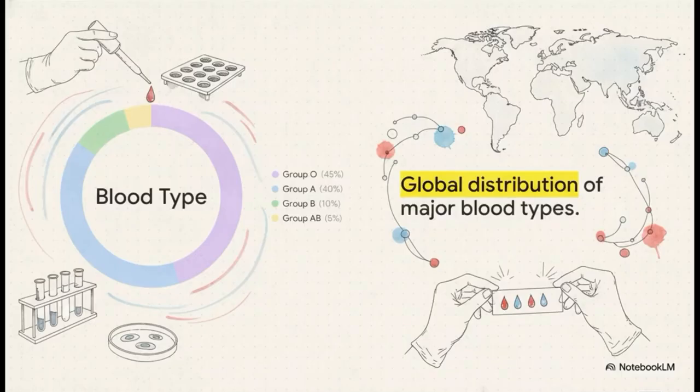Okay, let's dive into this. Globally, Group O leads the pack at 45%, followed pretty closely by Group A at 40%. Then we drop down to Group B at 10%, and finally, the super rare Group AB at just 5%. Now, these aren't just fun statistics. They represent the real-world global stakes of blood typing. Before anyone can safely receive a transfusion, a lab technician has to navigate these exact odds using incredibly precise procedures, and that is exactly what we're investigating today.